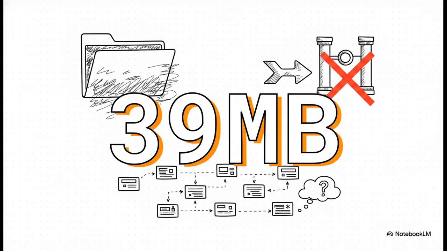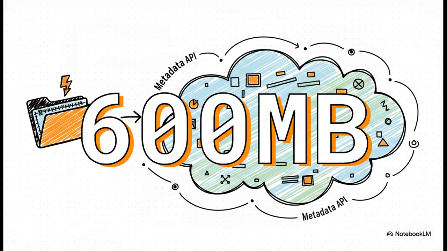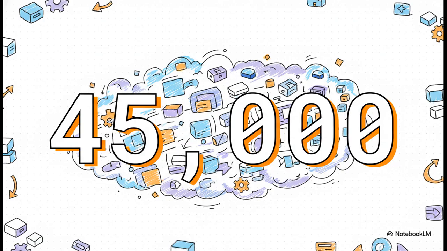39 megabytes. That's it. That is the absolute maximum allowed size for a compressed zip folder during a file-based deployment. If your massive Zephyrus migration zip hits 40 megabytes, the API is just going to reject it outright. And then we have 600 megabytes. Once that initial 39 megabyte zip folder is unpacked on the server side, 600 megabytes is your strict ceiling for all those uncompressed contents.